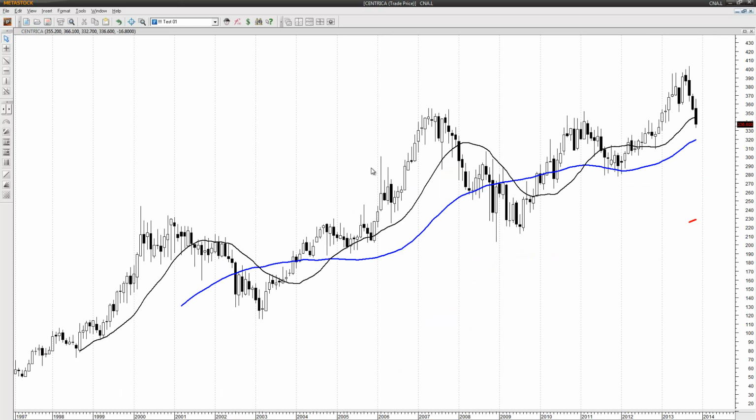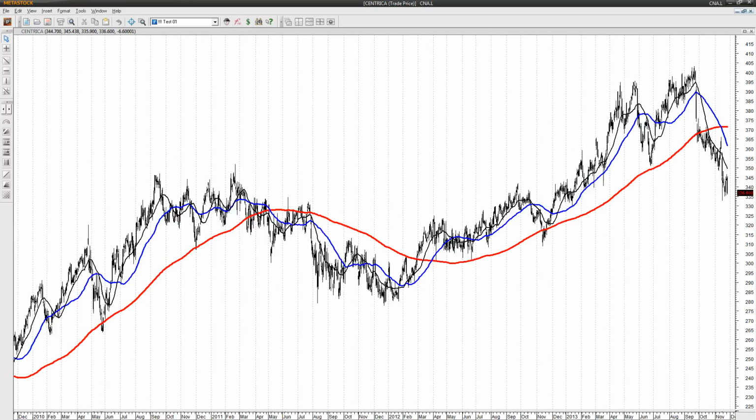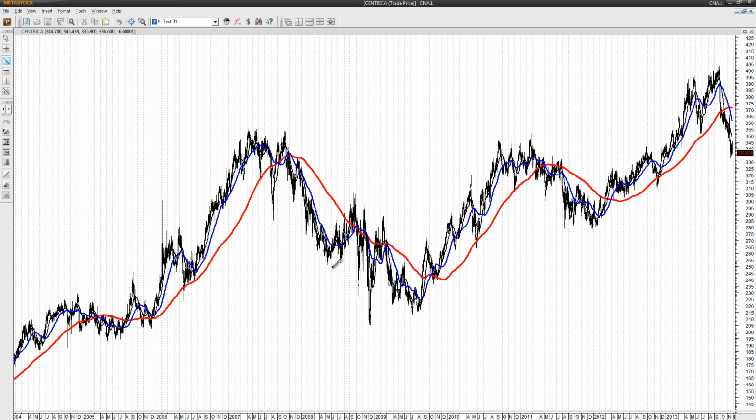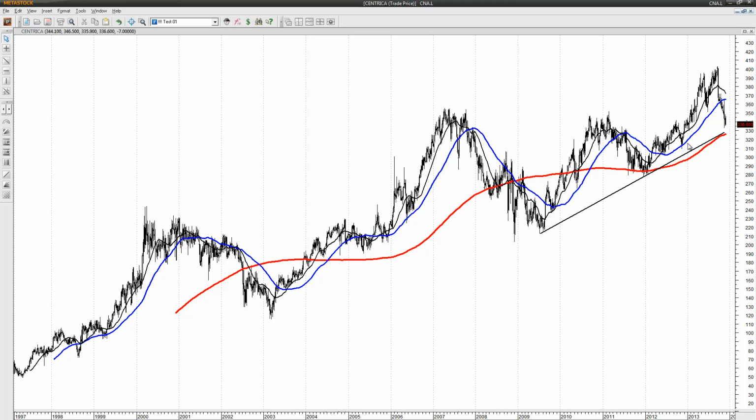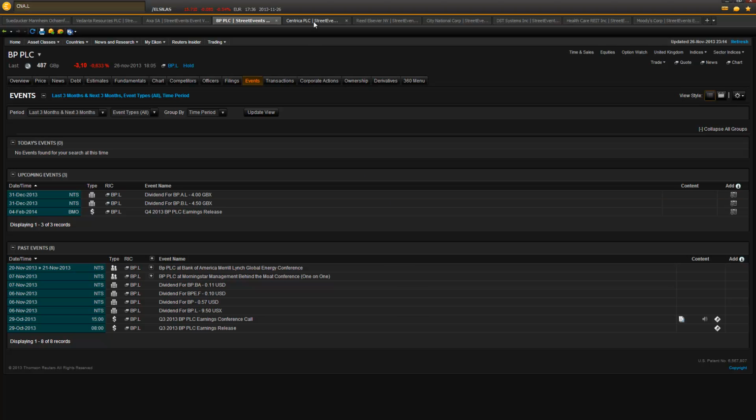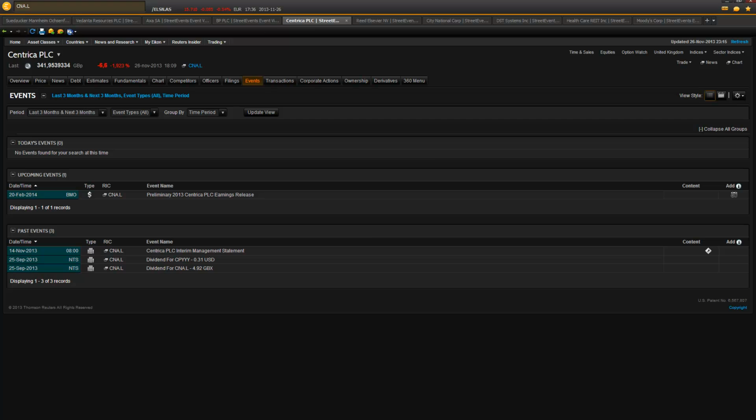Next chart, Centrica. It might be easy if you take a look at the daily chart. And you got a trend line. If you connect this trough to that trough, you get a trend line, and that trend line is also visible on the weekly data. When I calculate this exactly, I came up with the level of 329. That's where I put in my buy limit order. Check for earnings. Centrica, no earnings are coming up.